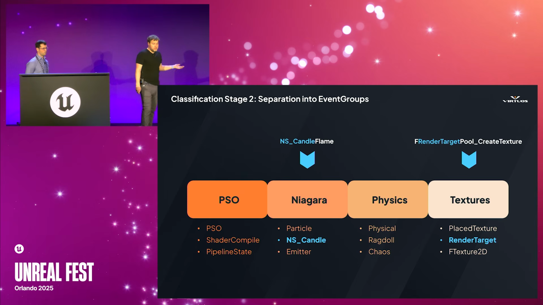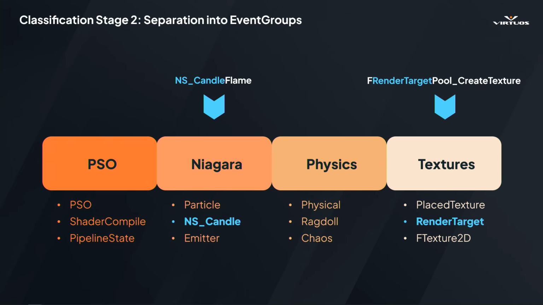So to wrap that up, here we see those matches. We have our NS candle flame being caught into the Niagara group based on the NS Candle group. And that's it really. It's a relatively simple process, but what we found is it actually gives us a huge amount of flexibility to organize the data in a way that's relevant for us in the project.